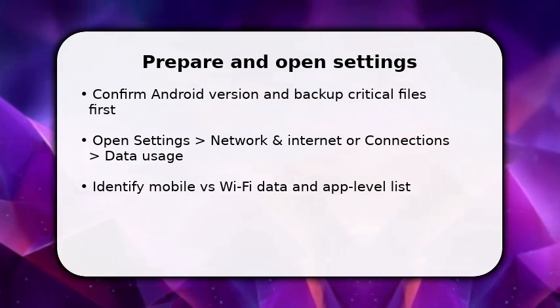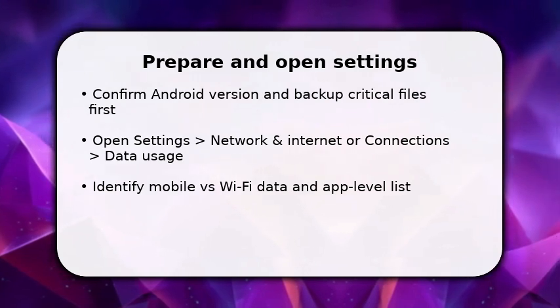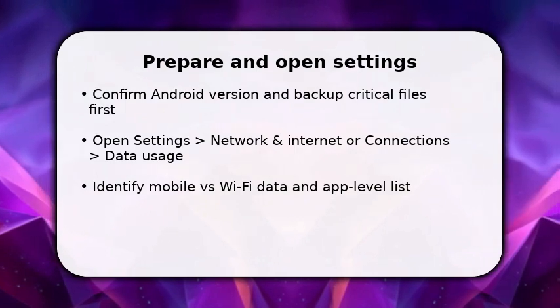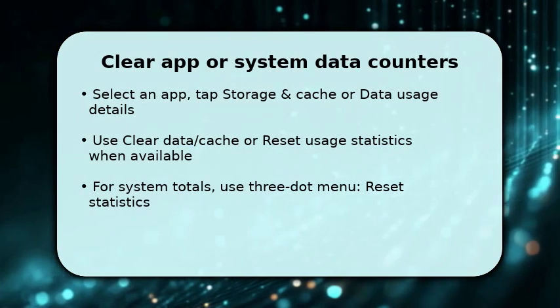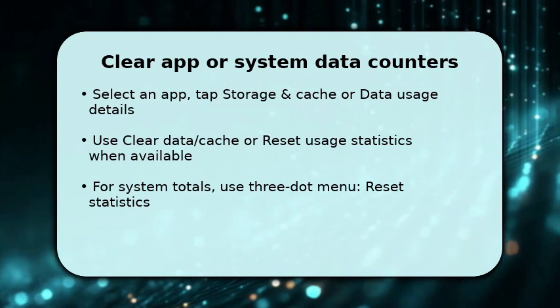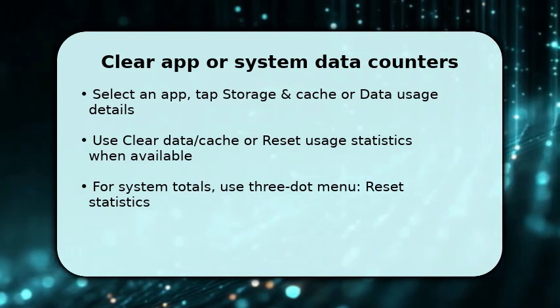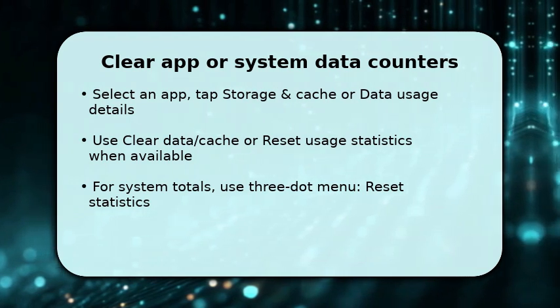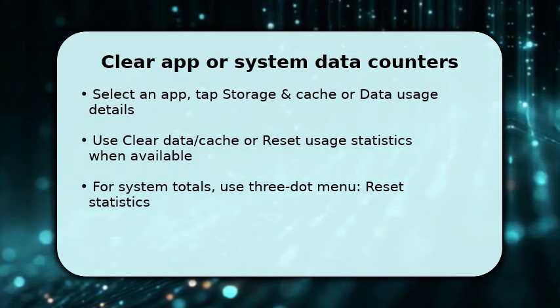Make sure to note the period shown, because Android tracks per billing cycle, and you want the right window before you reset or clear entries. You now clear usage where needed. Tap an app to view its data details and choose Clear Data or Clear Cache to free space and reset app counters. This removes stored usage stats and may stop rogue background transfers.